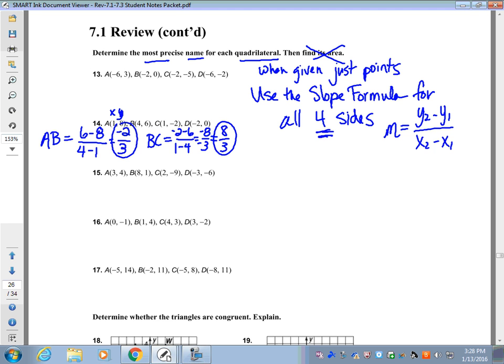All right. Now, are we done? Oh, we have 2 more. No, you have to keep on. You've got to do CD. All right, CD. What are you going to do for C and D? 0 minus negative 2 over negative 2 minus 1. And we're going to simplify that. Let me move this so we don't get it mixed up with the other one.